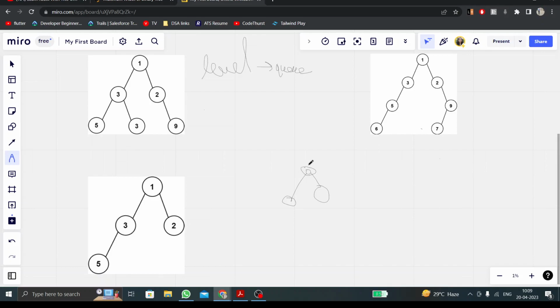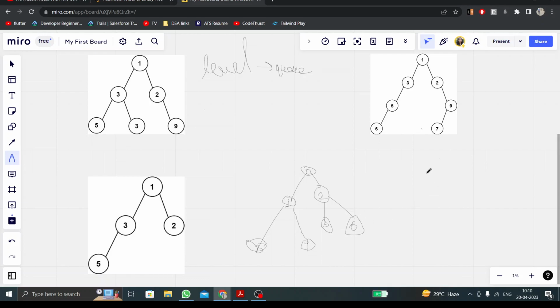I have indexed this parent node as 0. So what would be the indexing of its two children? I'm going to index its children as 1 and 2. Then I'm going to index 1's children as 3 and 4. Suppose they would be children of 2, then I would mark them as 5 and 6.